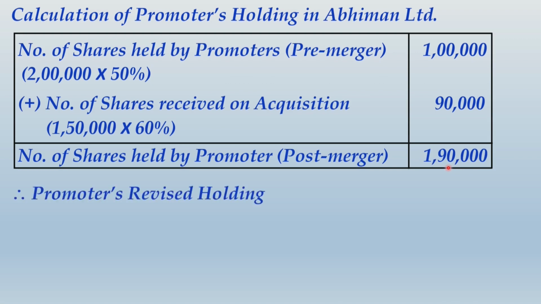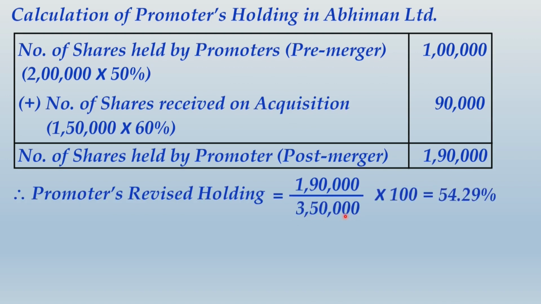and the total number of shares in Abhiman Limited post merger is 3,50,000 shares. So promoters' revised holding can be computed by taking 1,90,000 divided by 3,50,000, and that will be 54.29%. And now you want to know the free float market capitalization as well.